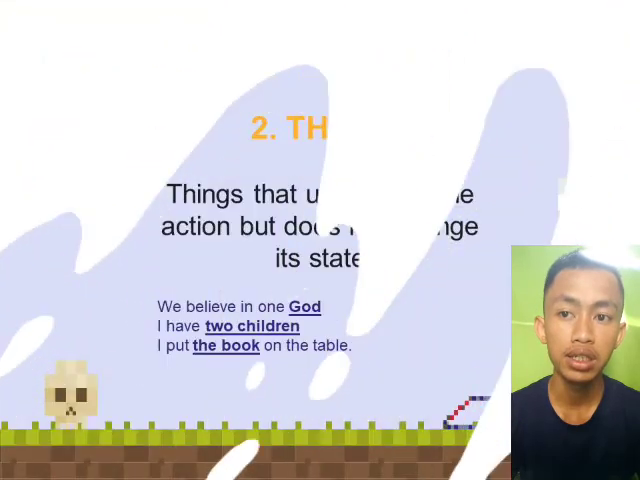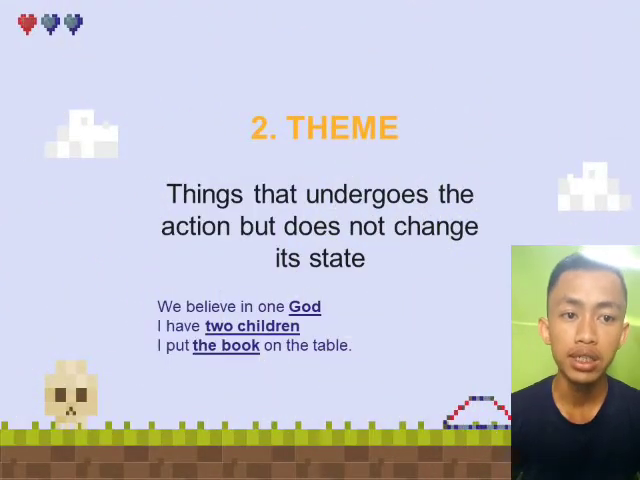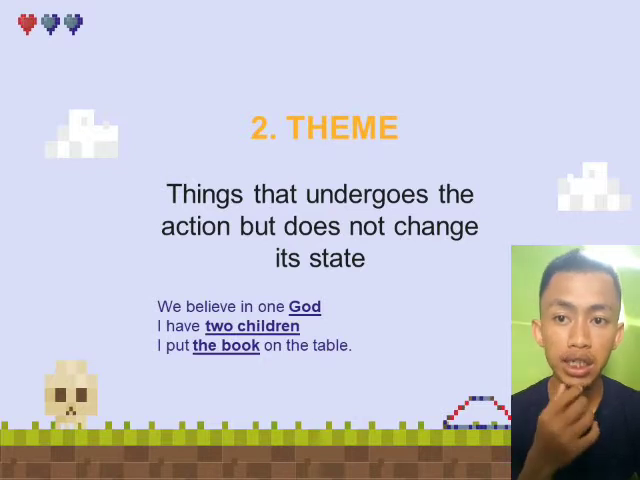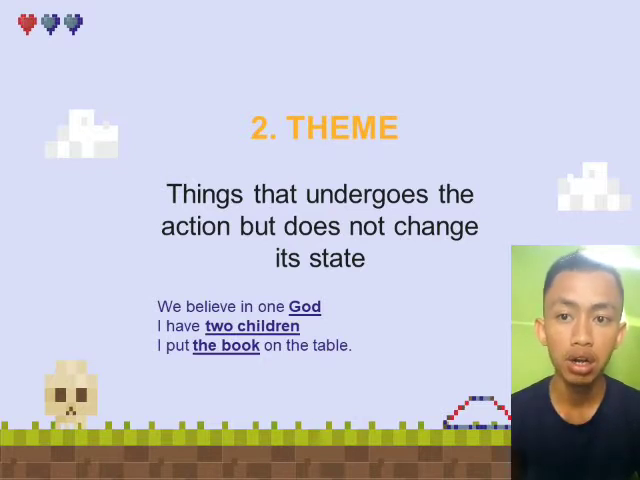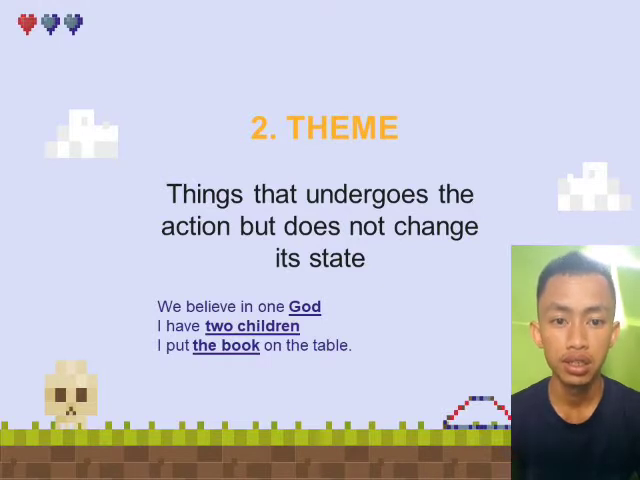And number two is theme. Theme is a thing that undergoes the action but doesn't change its state. Or we can say it's the entity that is involved in or affected by the action. For example, "we believe in God," or "I have 2 children." So, in those 2 sentences, God and 2 children become the theme of the sentence because they are the things affected by the agent.